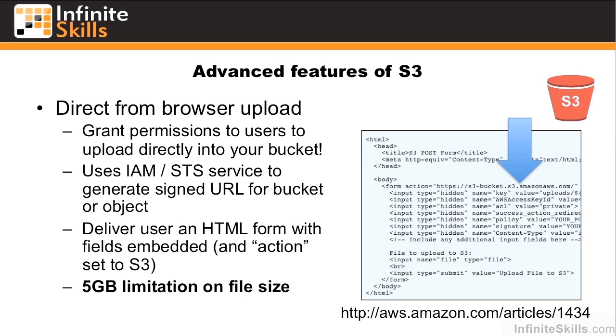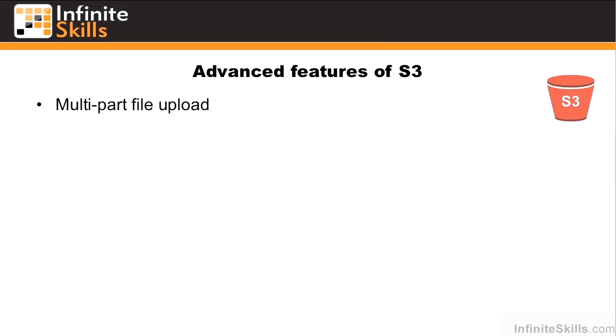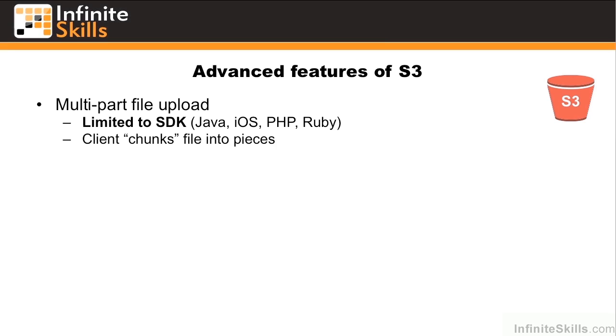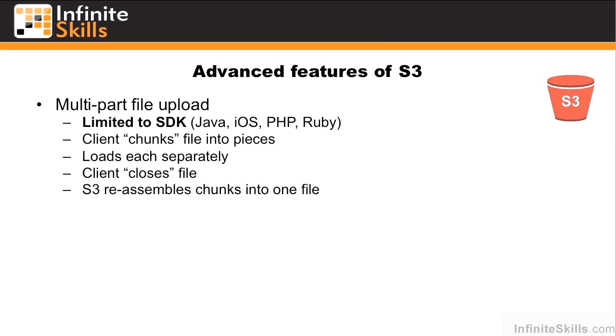When you do a direct-to-browser upload, there's a 5 GB limitation on file size. In truth, any single object you upload to S3 can only be 5 GB. If you want to go above that 5 GB limitation, you have to use multi-part file upload. Multi-part file upload is limited to the SDK, be that Java, iOS, Ruby, PHP, and so forth. Essentially, the client will chunk a file into pieces. They'll upload each to S3 separately, and then the client closes the file.